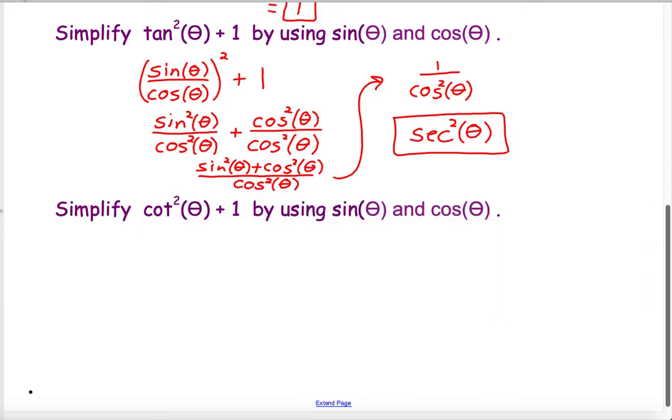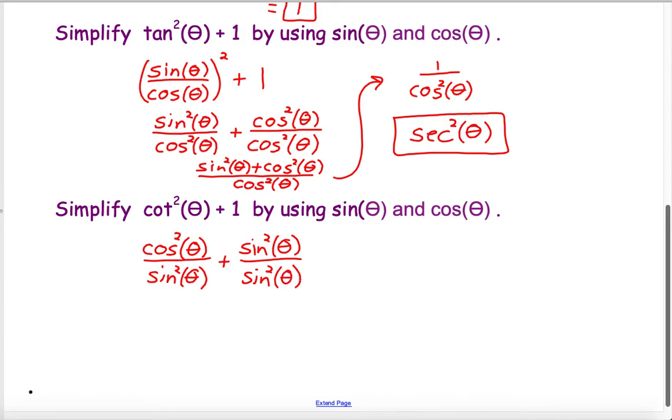Let's try cotangent squared plus 1 by using sine and cosine again. Similar idea, you probably already know where this is going to go. Cotangent is cosine over sine, so when we square it, we'll get cosine squared over sine squared. And then we're going to add 1. So let's have a common denominator. Let's change 1 to be sine squared over sine squared, so that we can combine these two fractions.